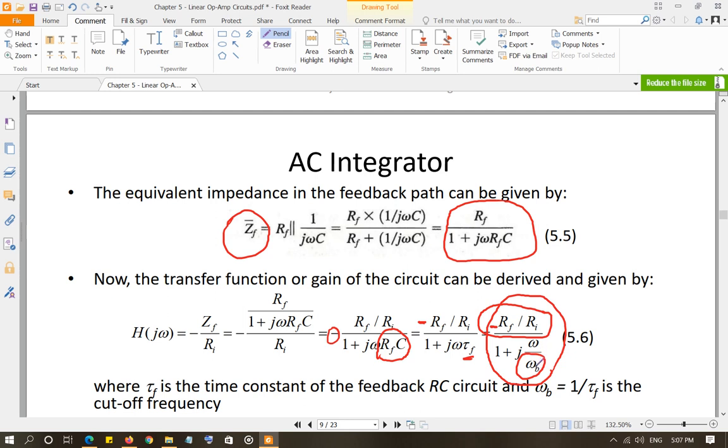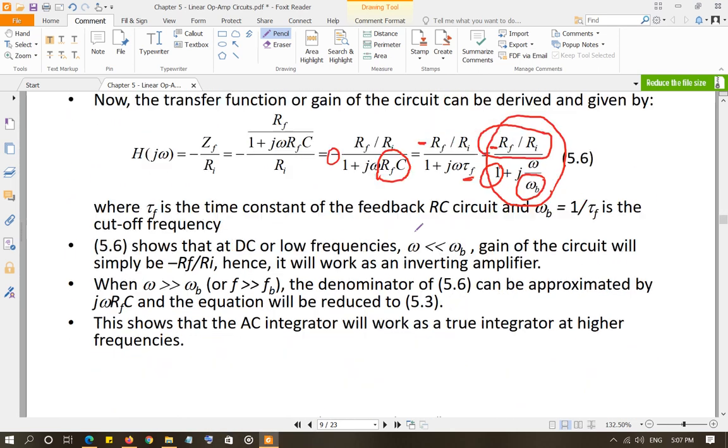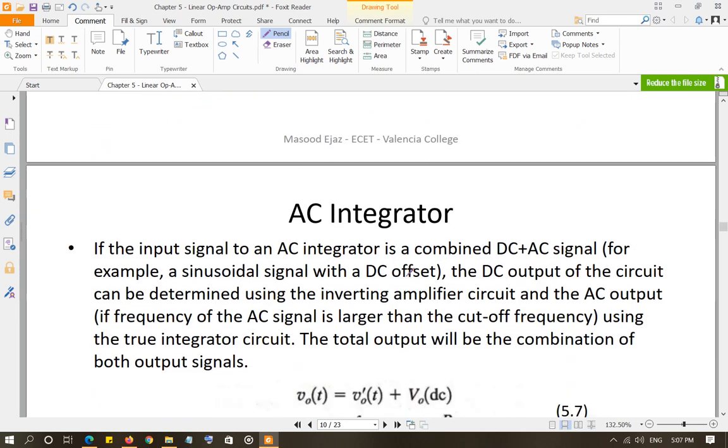That is negative RF over R input times the input DC. If you have any small frequency which is quite smaller than omega B, it will approximately be negative RF over R input, but especially for DC, it's going to be negative RF over R input. And anytime your frequency goes beyond omega B, that is, higher than the cutoff frequency, then we can ignore the 1. So omega is greater than omega B, or f is greater than or equal to fB.